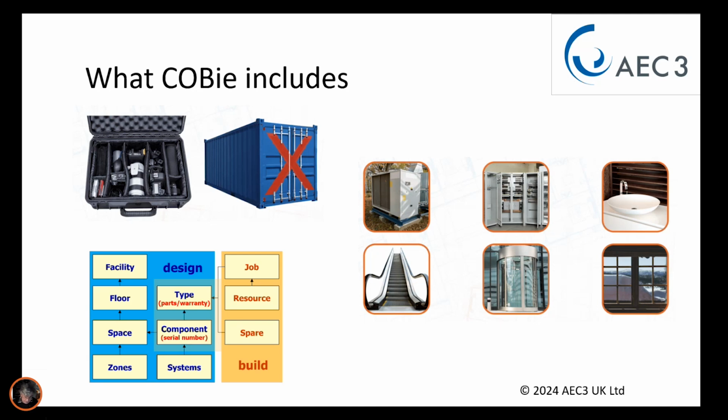Equipment is necessarily of a type, a product type. Most equipment is part of systems, and equipment is located in spaces. Those spaces may be grouped in zones and may occur on floors or stories of the building, and there is just one facility that you describe, whether it's a building or a piece of infrastructure, like a segment of road or rail or whatever. So that is the world of COBie.